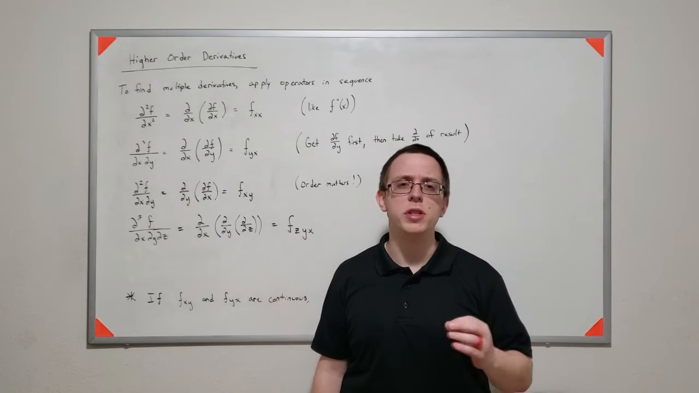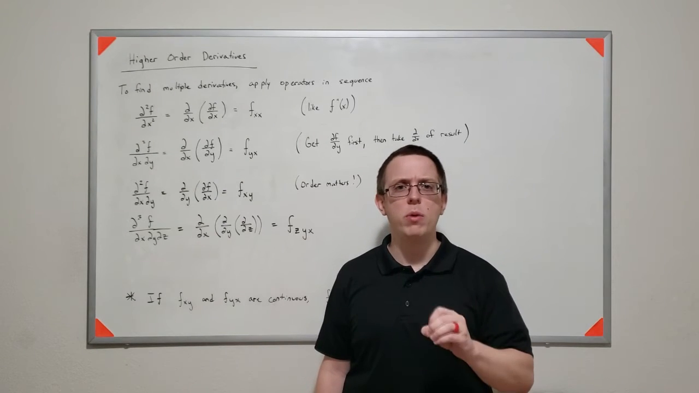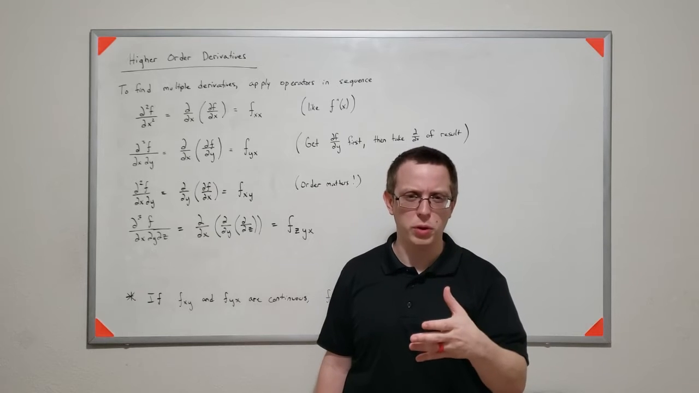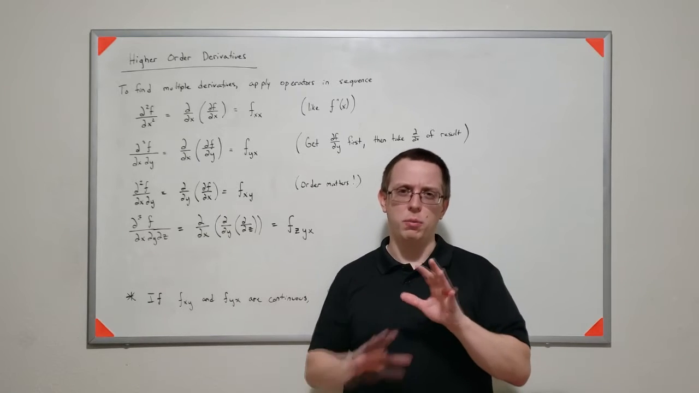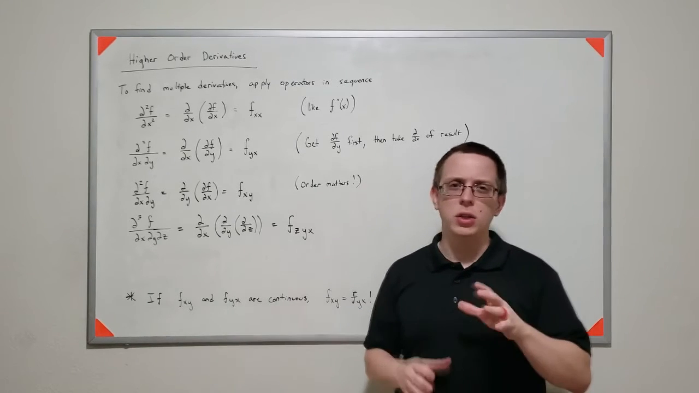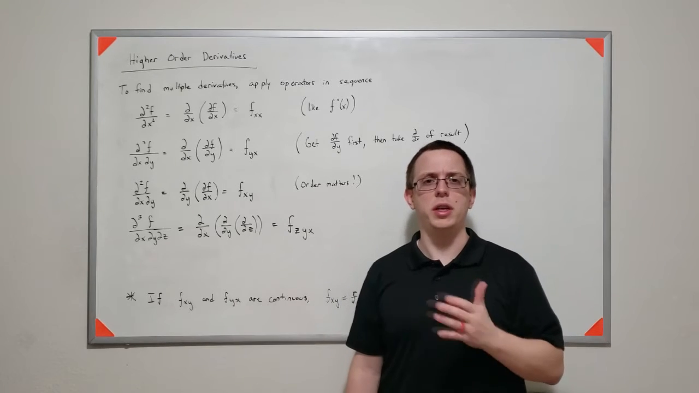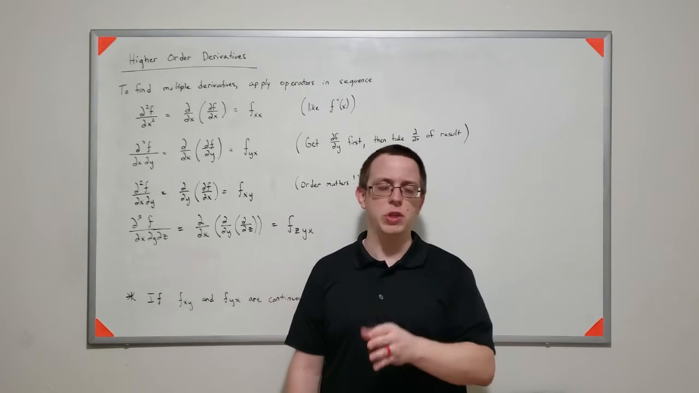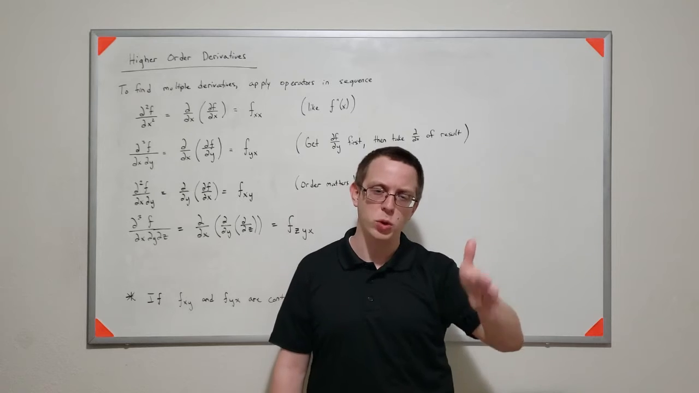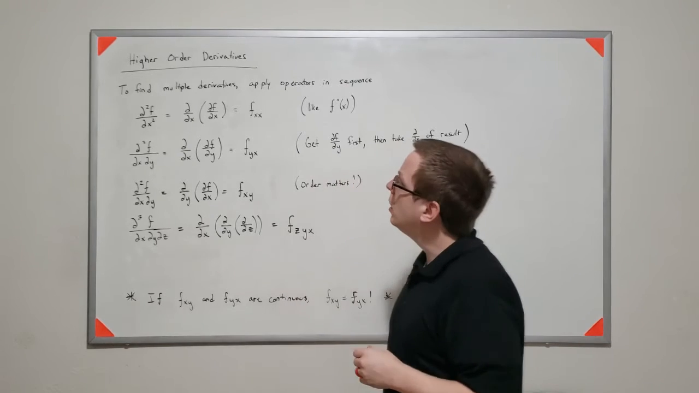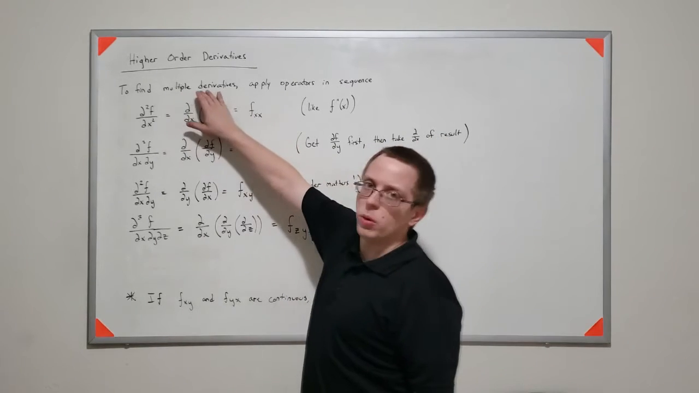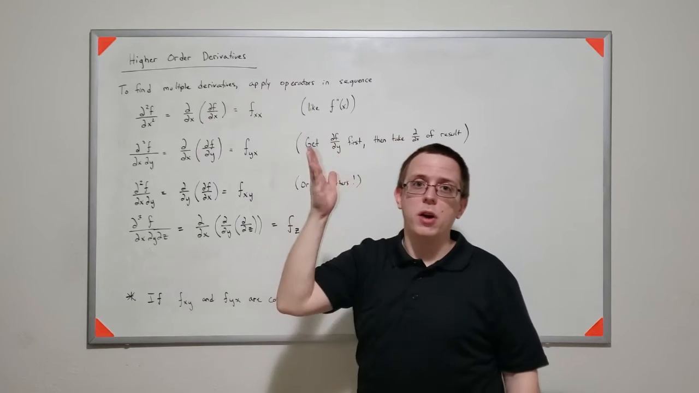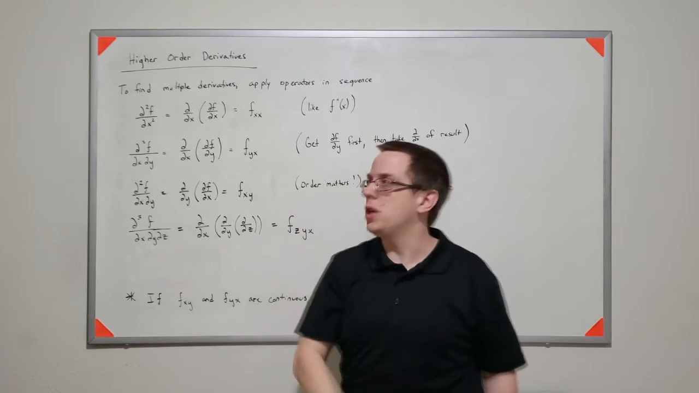We've been introduced to a single partial derivative, but now we want to think about the idea of multiple derivatives in the partial space. It's a little more complicated than it was in introductory calculus, where we would take f prime, f double prime, f triple prime. So if we want to take multiple derivatives, we apply the operators in a particular sequence.